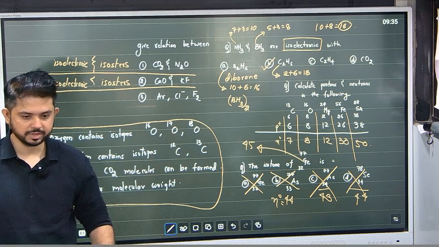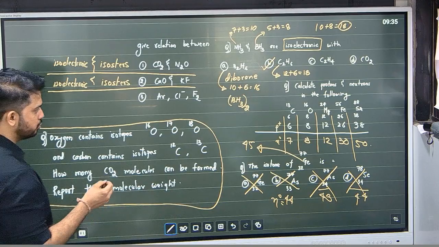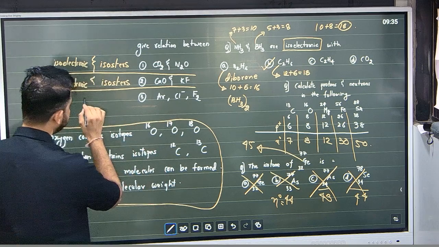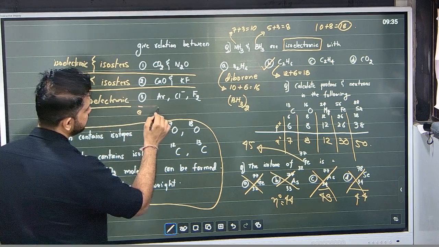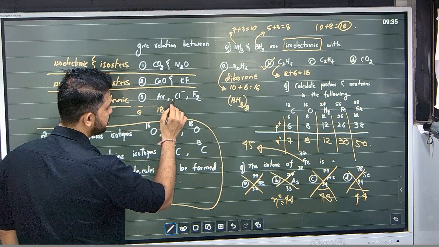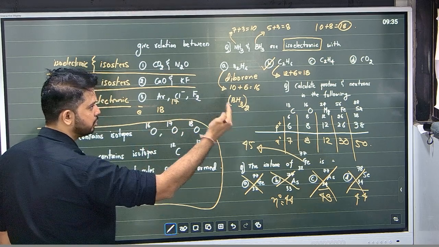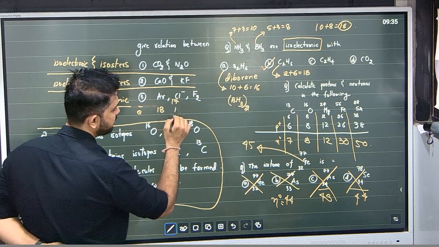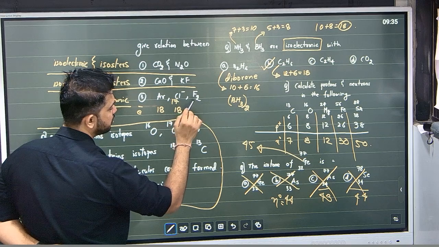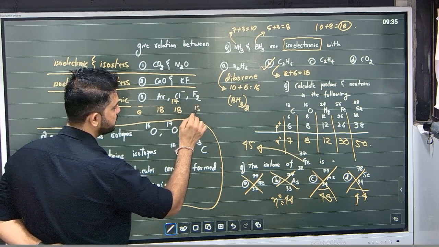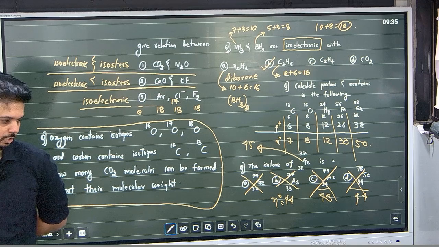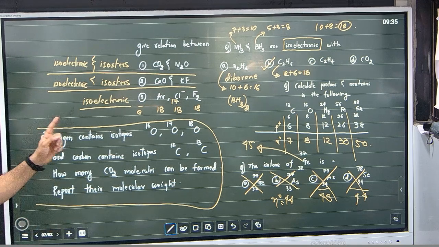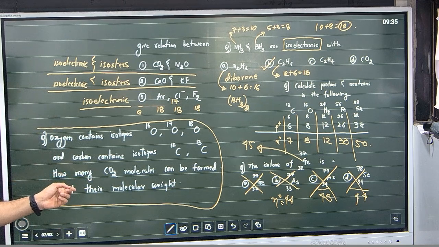What was the last one? Relation between them. Again, these are isoelectronic. Why? Number of electrons in argon, 18. Number of electrons in chlorine is 17, but this is the chlorine anion, so 17 plus 1, 18. Number of electrons in fluorine is 9, but this is the fluoride ion, so that is also 18. Did you people get that? Next. Did you copy the last question, people? Copy it. In case you have not done it, then we'll discuss the last question.